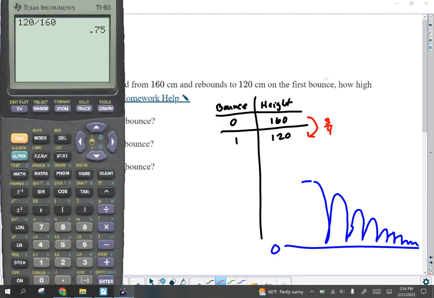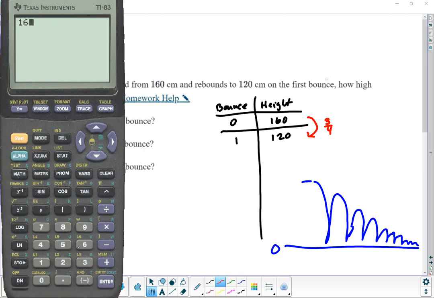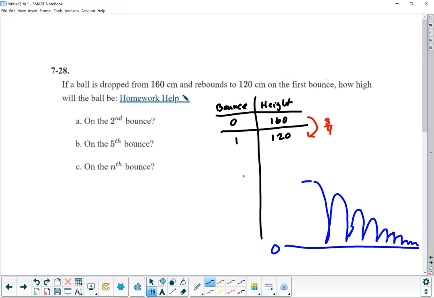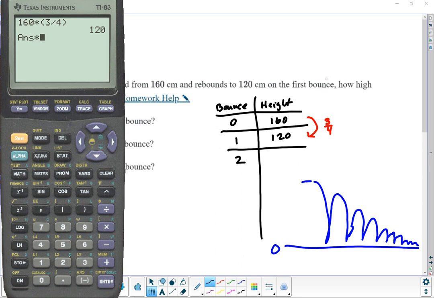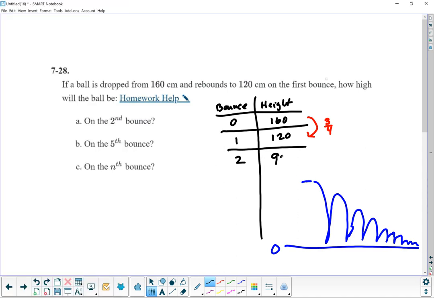And let's see if that works. So 160 multiplied by 3/4, or you can say 0.75, either way is fine. And that gets you 120. Right? So at the second bounce, you take 120 and times it by 3/4. That gets you 90. So the second bounce is 90. On the second bounce, this is going to be 90 centimeters.